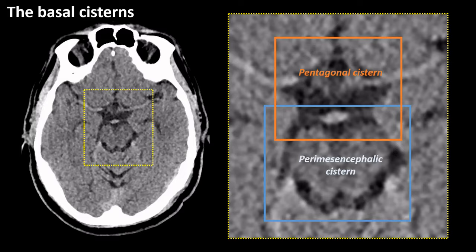Why did I single these out? Because if a patient has a brain herniation through the tentorial notch, something I already talked about, the basal cisterns will become narrow or even completely effaced. So this is also an anatomical region you definitely need to inspect on a CT of the brain.